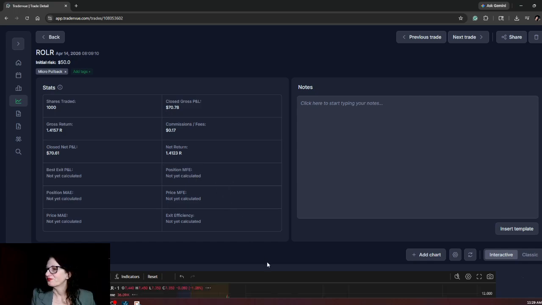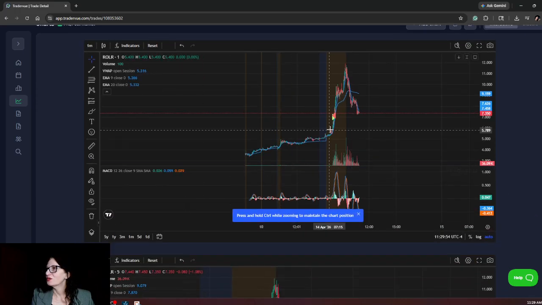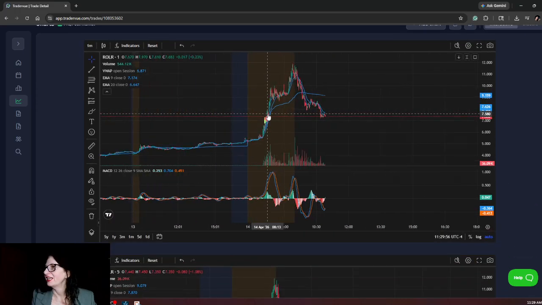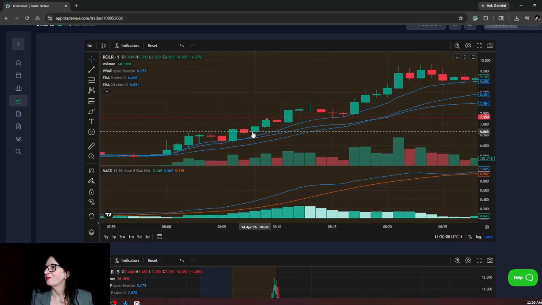Real bummer because I was red yesterday, but ROLR kept going. So here, this is where I got 3 trades right in here. Okay, this leg up. And this is where I was really watching the last 2 trades and these next 3 trades. I was really watching the 10-second chart.